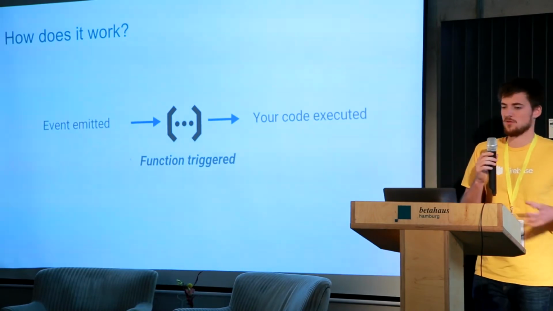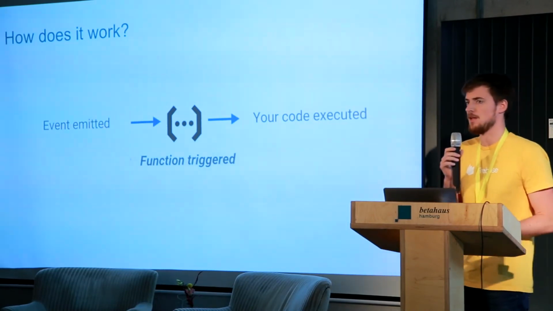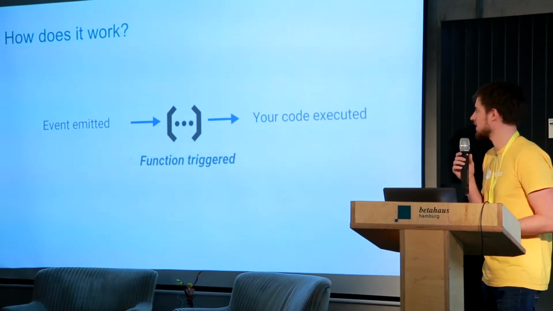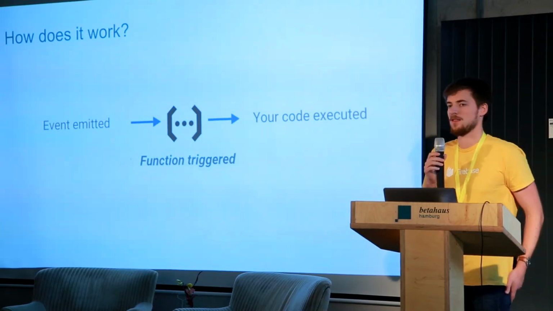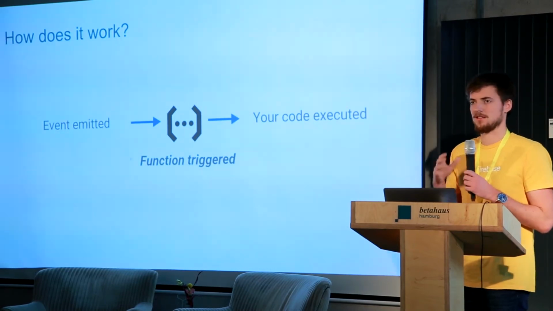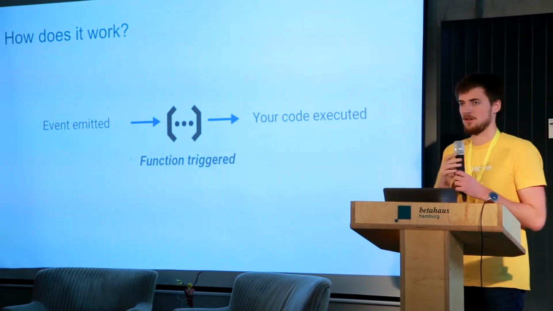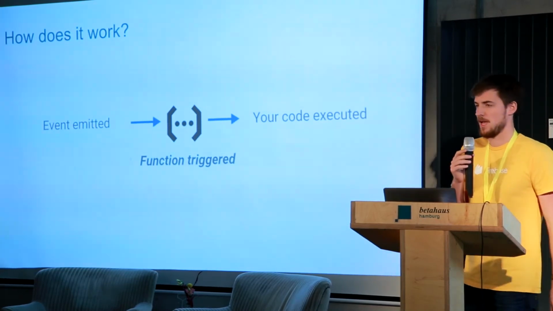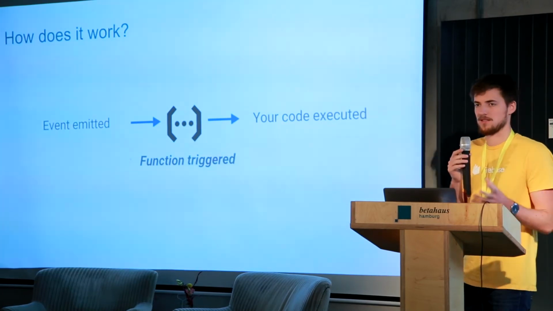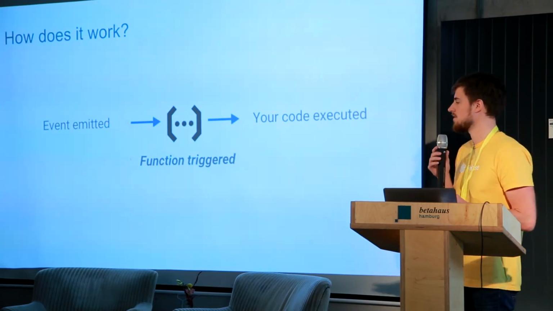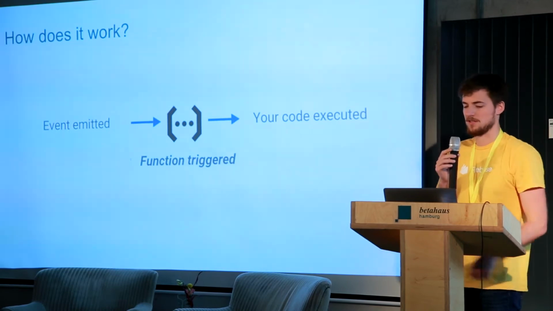So how does Functions work? Basically, you tie a function to an event. Functions is event-based. That means that whenever an event is emitted, Functions will look up which function to run and run that code for you. And it will automatically spin up an instance, execute your code, and once it's done, it will spin down the instance again.